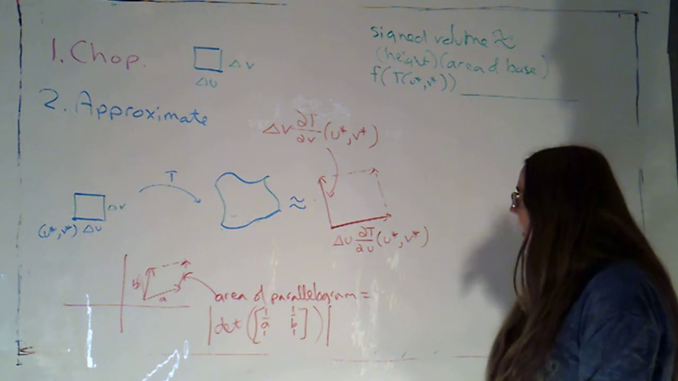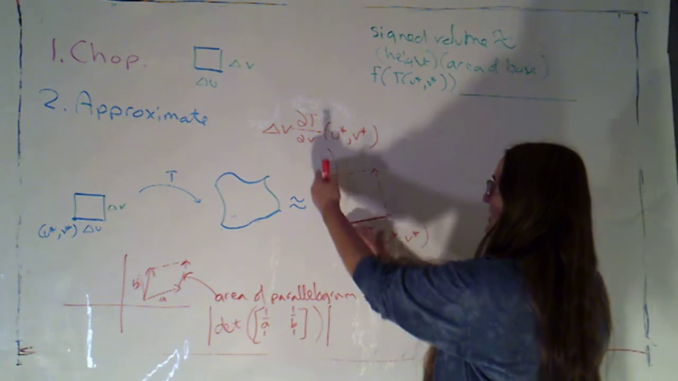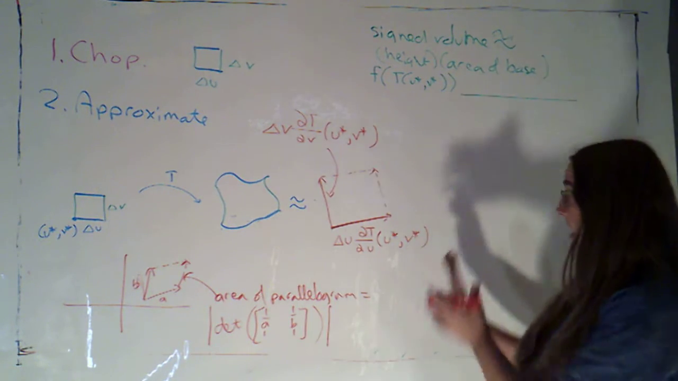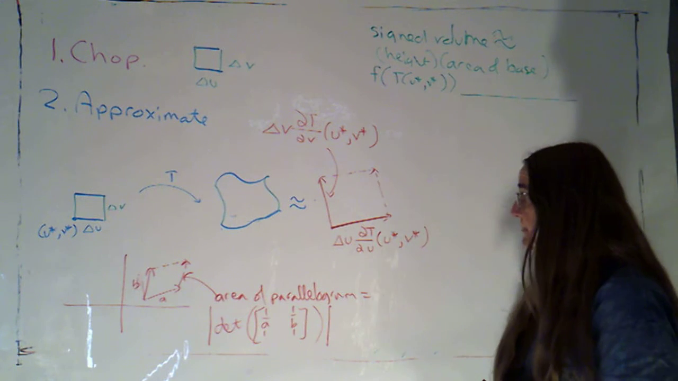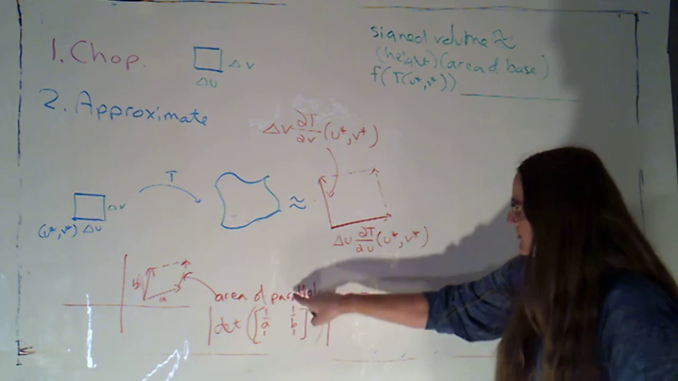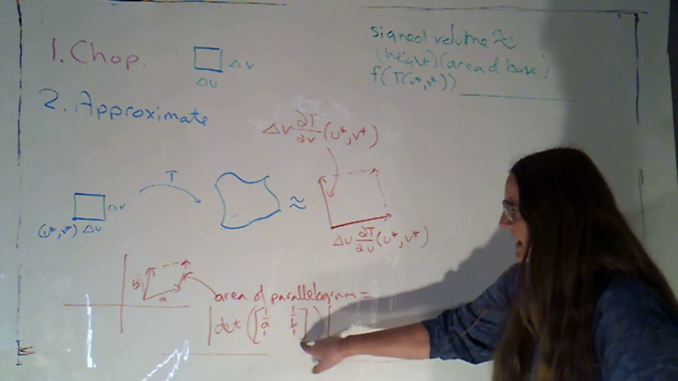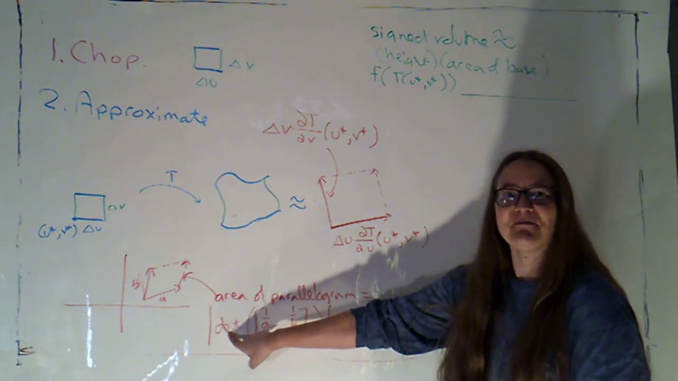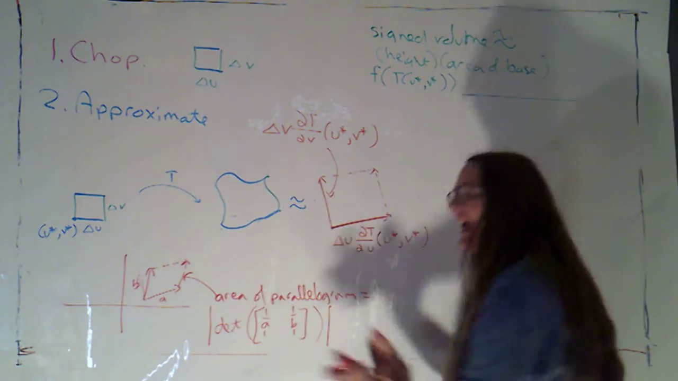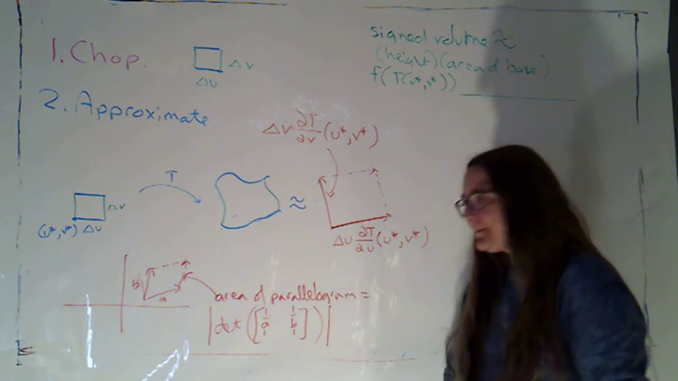Okay. So what I need to do is describe these 2 vectors component-wise. They are in 2 space. They're in the xy plane. Put those vectors in as the columns of a matrix. Take the determinant of that matrix, and then take the absolute value of that.